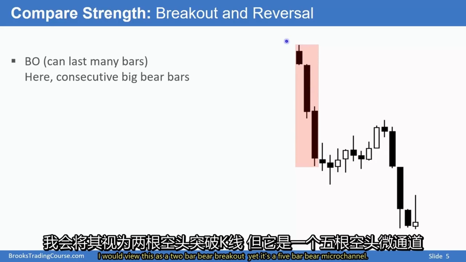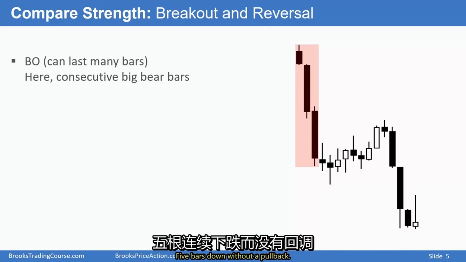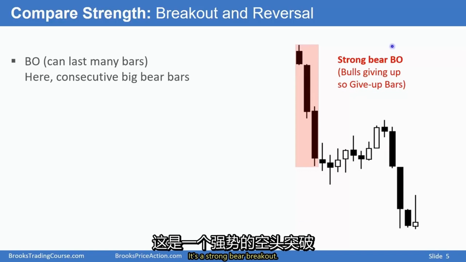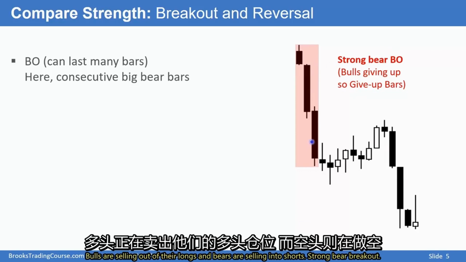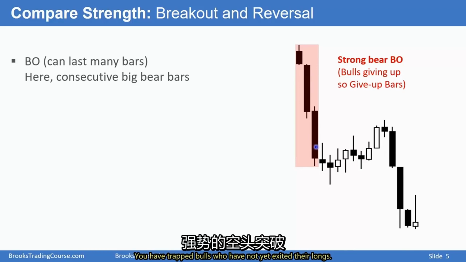I would view this as a 2-bar bear breakout, yet it's a 5-bar bear microchannel, 5 bars down without a pullback. It's a strong bear breakout. The bulls are giving up. Bulls are selling out of their longs, and bears are selling into shorts. Strong bear breakout. You have trapped bulls who have not yet exited their longs.